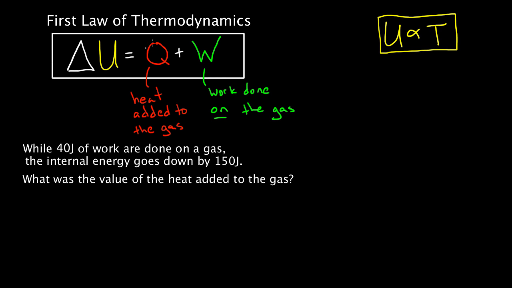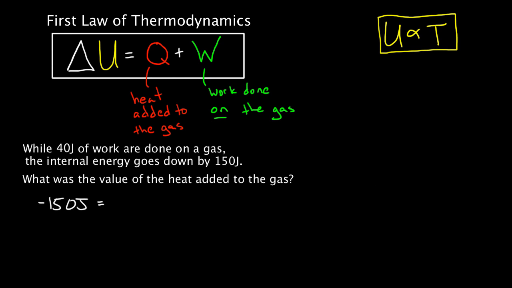What's heat? Heat is Q. So this time we're going to plug in for the other two and solve for Q. What do we know? 40 joules of work are done on a gas. So this work has got to be a positive 40 because the work is done on the gas and not by the gas. And we know the internal energy goes down by 150 joules. It means the change in internal energy has to be negative 150. So if I plug in here, since my internal energy went down by 150, delta U is going to be negative 150.